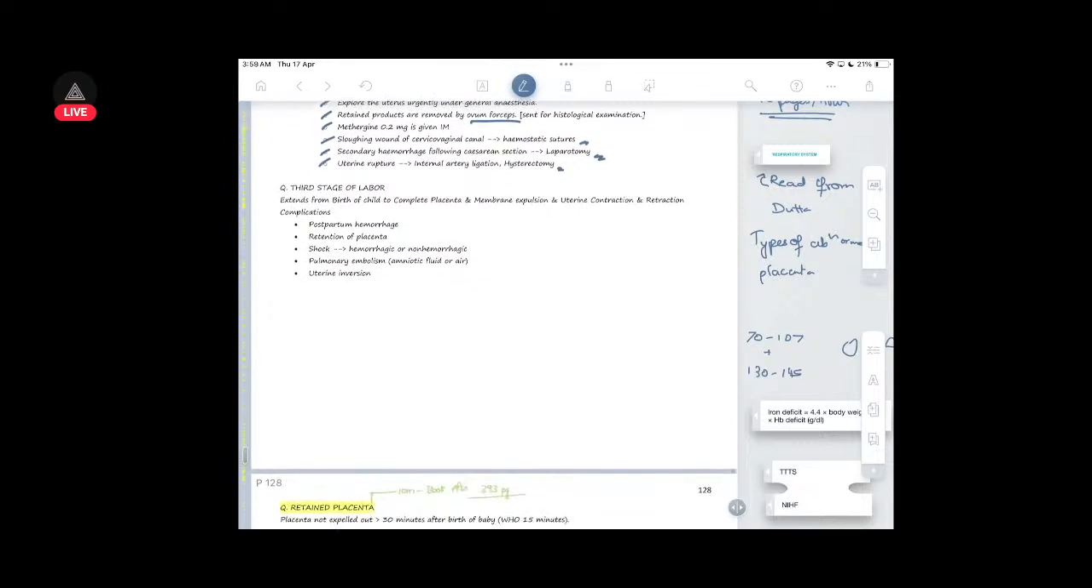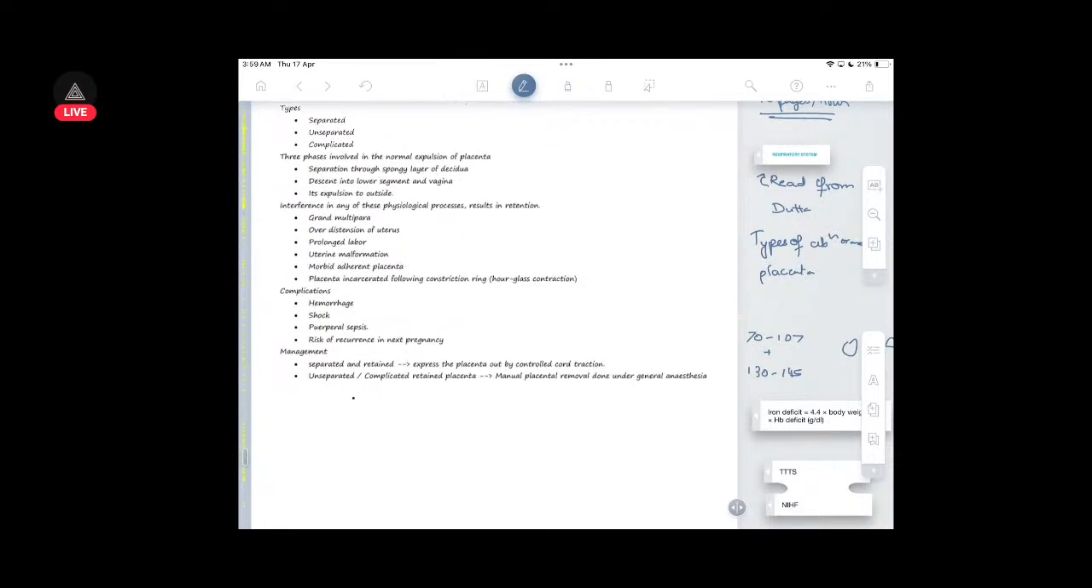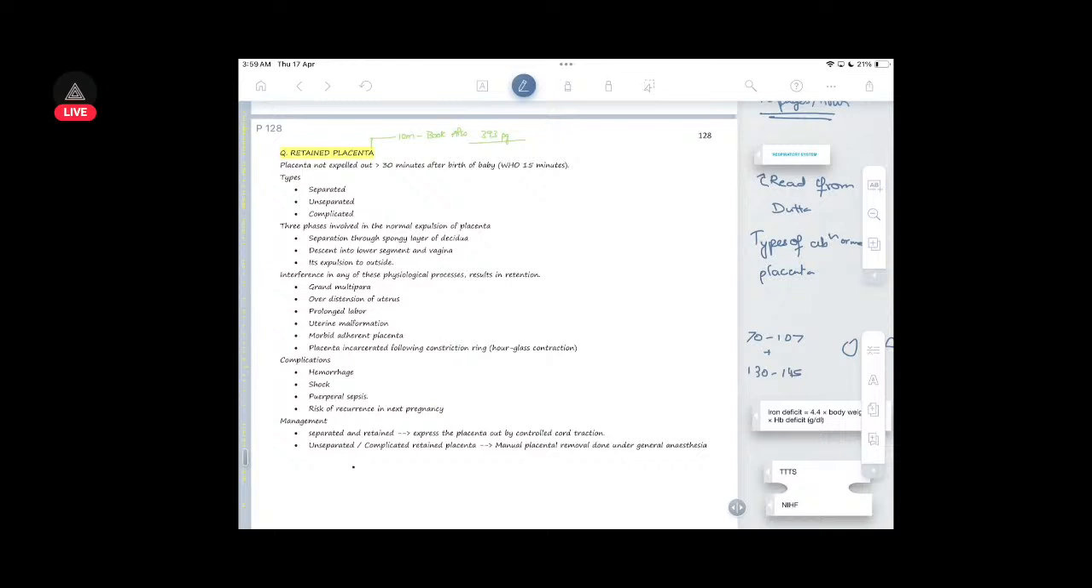Okay. Third stage of labor: birth of the child to complete placenta and membrane expulsion, and uterine contraction at the center. Complications: you have postpartum hemorrhage, retention of placenta, shock, pulmonary embolism, and uterine inversion. Retained placenta is when the placenta is not expelled even 30 minutes after the birth. By WHO, it is 15 minutes. It may be separated, unseparated, or complicated.